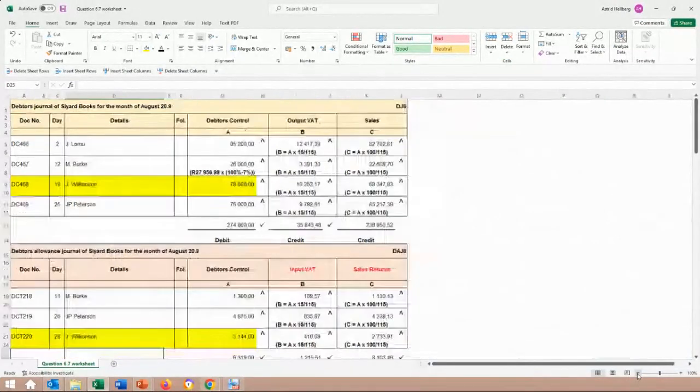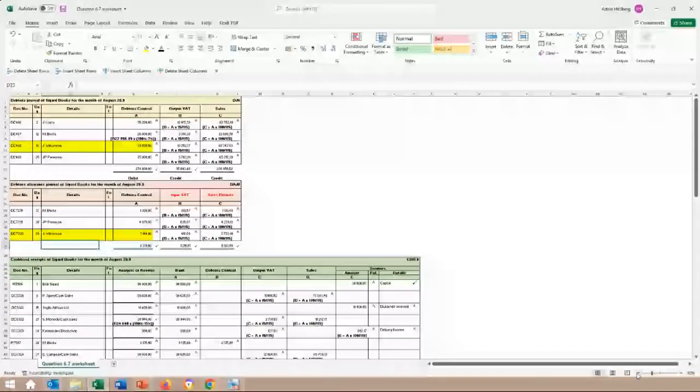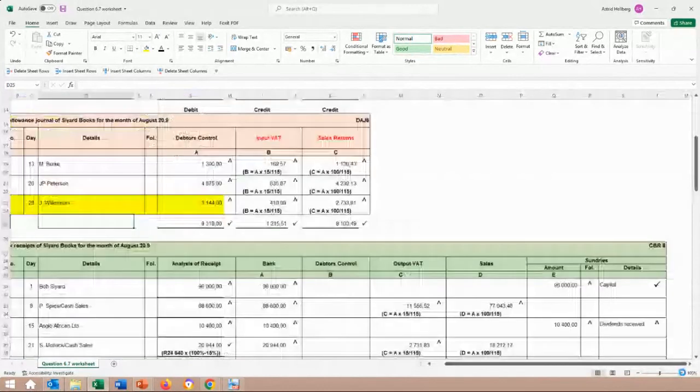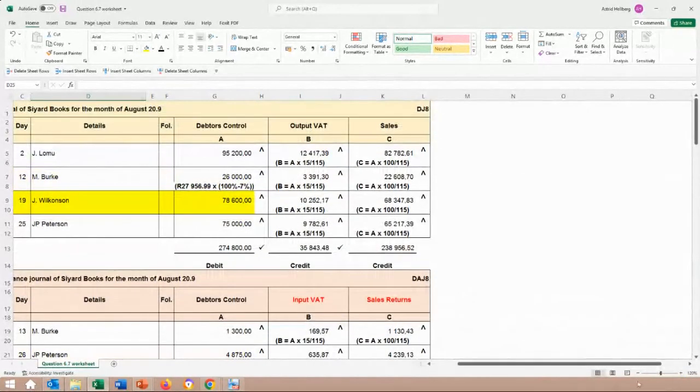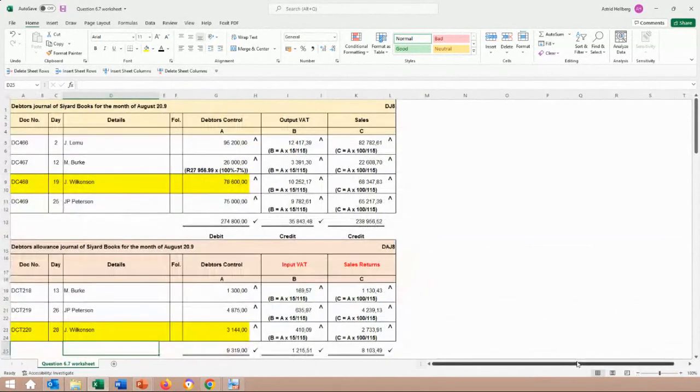Okay, I'm just going to make it slightly smaller. Let's just see if he's made any payments. No. Okay, so using the same steps we used previously with Jay Wilkinson, I want you to follow the same principle to work out the amount we are going to write off for Jay Lomo.